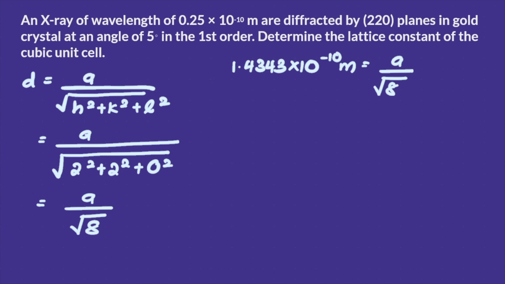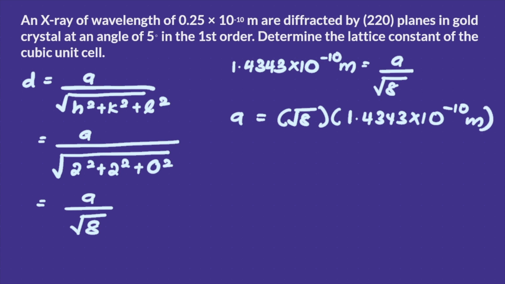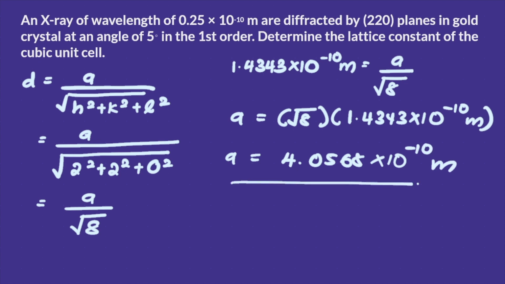Alright, so what is left for us to do is to find the value of a. The value of a is equivalent to the square root of 8 times 1.4343 times 10 to the power of negative 10 meter. Therefore, you will get a is equivalent to 4.0568 times 10 to the power of negative 10 meter. So this is actually the lattice constant for the cubic unit cell, the final answer for this question.